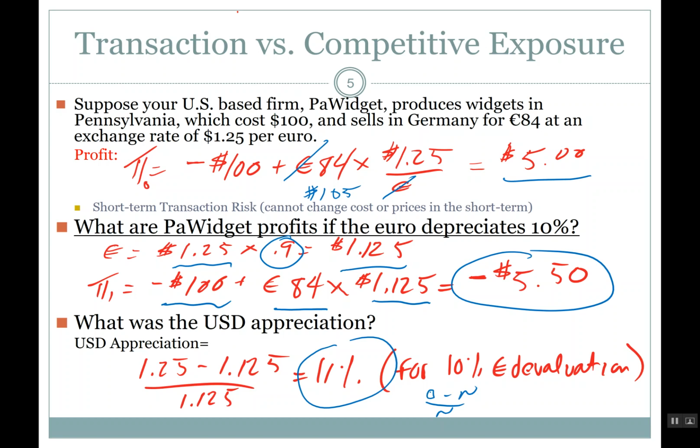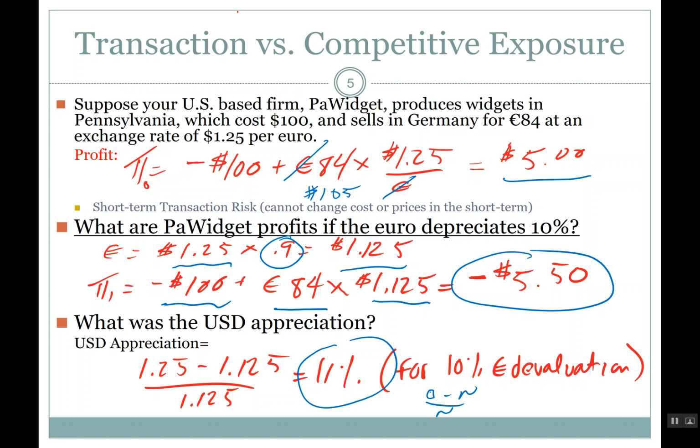Everyone got that? Oh, just that the exchange rate was 1.25 and it fell by 10%, I just took 90% of its value. Yeah, so I just took 10% off. All right, so this is a transaction loss. You're expecting 1.25 and you got 1.12.